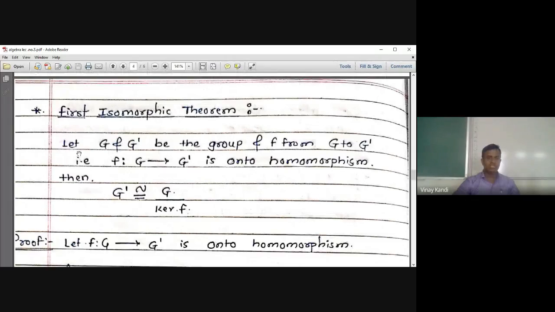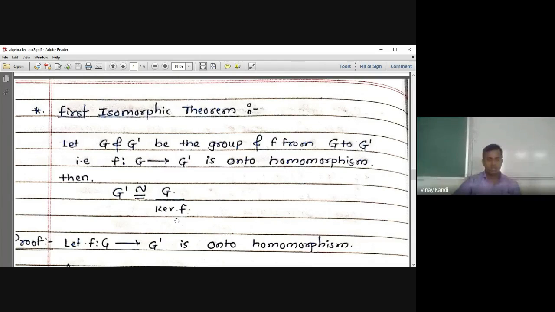Okay, let G and G dash be groups, and F from G to G dash is a function. That is F from G to G dash is an onto homomorphism. Then G dash is isomorphic to, this is the symbol of isomorphic. Hence, the theorem is called the first isomorphic theorem. Then G dash is isomorphic to the factor group of G upon kernel of F.